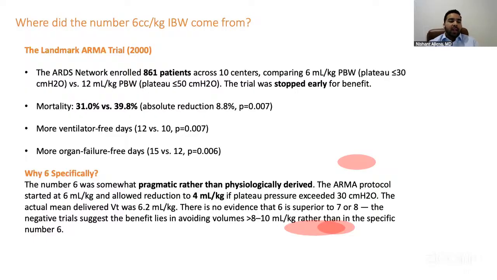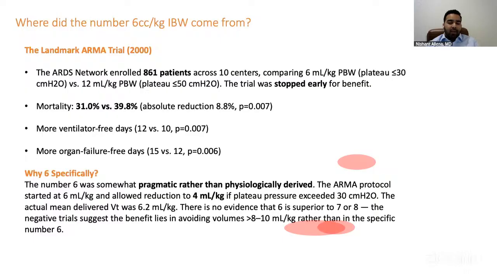You also had more ventilator-free days in the low TV group and more organ failure-free days in the low TV group. So why 6 cc per kg body weight? Why not 7? To be honest, this number was rather pragmatic. There is no physiological derivation of this number.